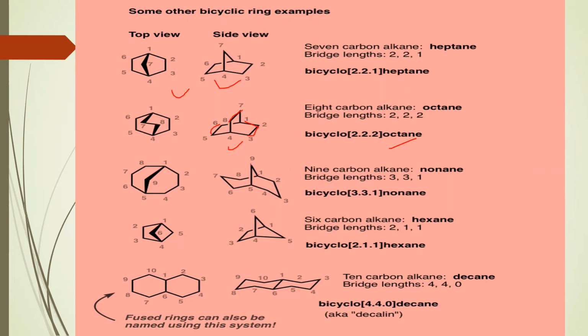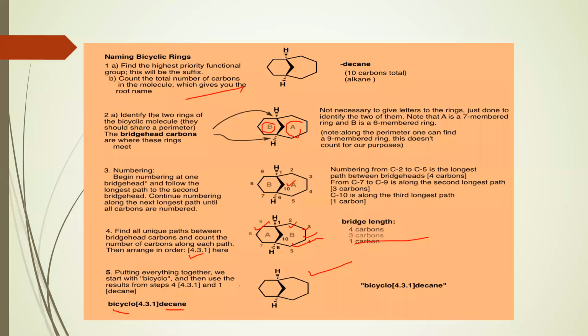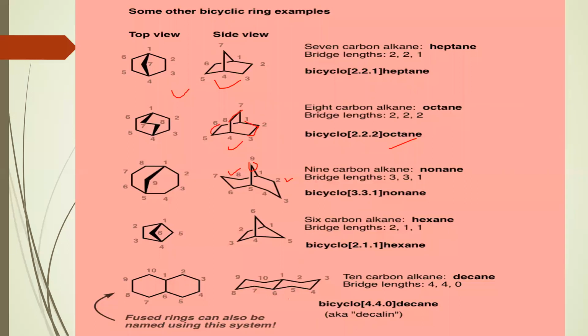This is a bicyclic system. The bridge length is 3 carbon atoms on one side and 3 carbon atoms on that side, and then 1 carbon atom in that case. Therefore, the name of that compound is bicyclo 3,3,1 nonane. The same is also used in a fused ring system. With 10 carbon atoms, it is decane, and the bridge lengths are 4, 4, 0. Therefore, the nomenclature of that compound is bicyclo 4,4,0 decane.